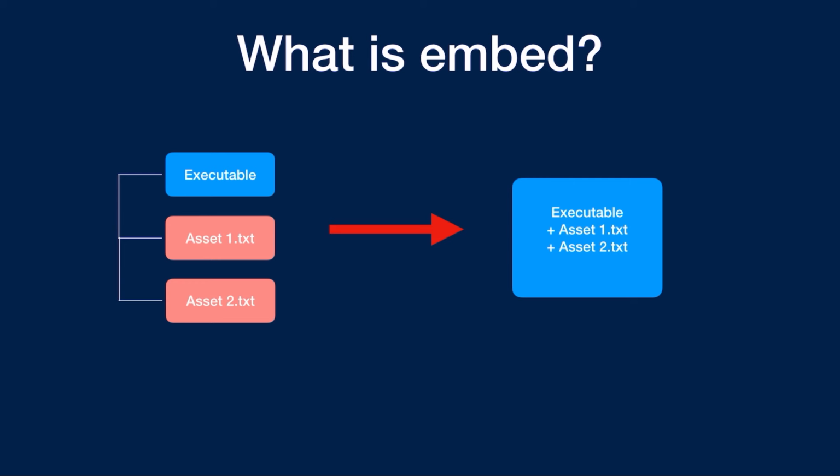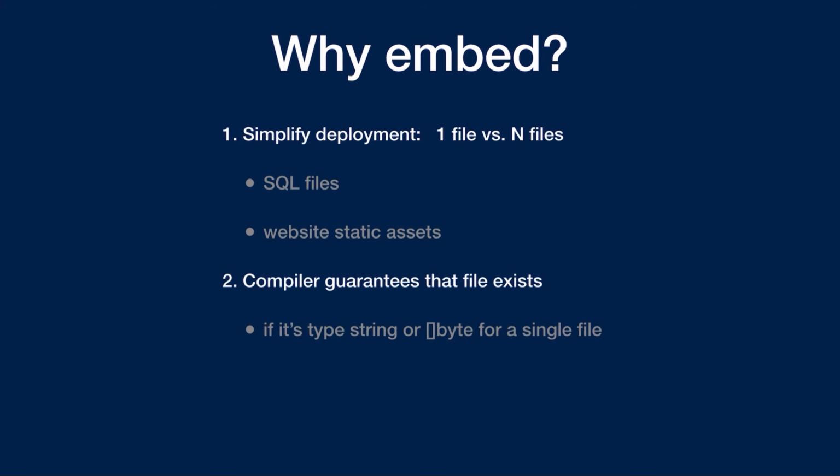Okay, what is embed? Embed is all about transforming the way you deploy static asset files, from one executable binary file plus multiple asset files into one big binary executable file. And the reason to use embed is pretty straightforward. First, you might want to simplify your deployment, one file versus multiple files. Secondly, you can have the guarantee from the compiler that the file you use exists.